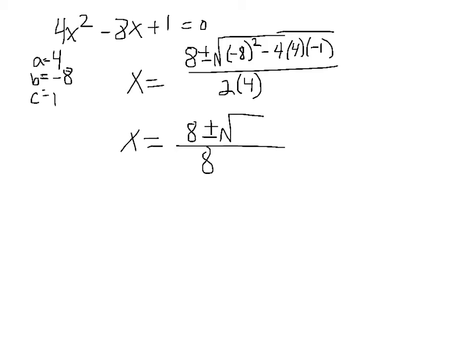So now we need to see what's inside our square root. So we'll have negative 8 squared, which is 64, minus 4 times 4 times negative 1, which will really be plus 16. So just to note on here, so that way you remember this, this is what you want to plug into your calculator. So not the square root, just the stuff underneath is what you're going to plug into your calculator or in your head.